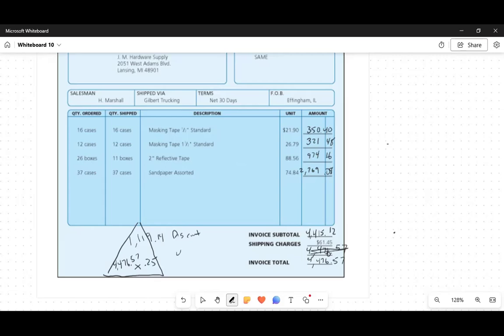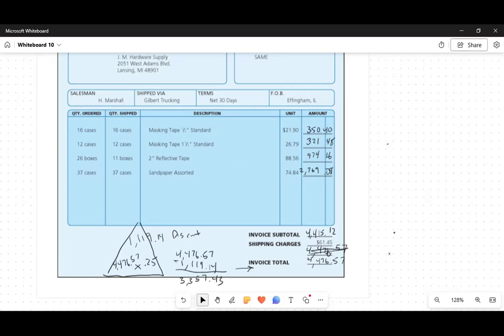So that means if I take my $4,476.57 and I minus $1,119.14, my new invoice total is now $3,357.43. So they gave me a 25% discount. What would have cost me almost $4,500 now only costs me $3,400. Now I have $1,900 that I can make in profit by reselling these items at list price.